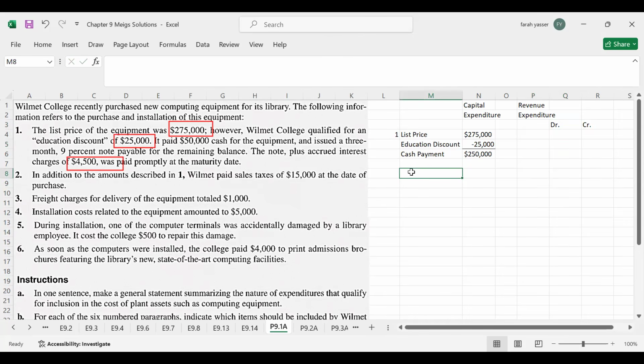How the entry would be: equipment will be debited, will be on debit side by 2,50,000. Then we paid cash. So cash should be on the credit side. How much we paid cash? 50,000.